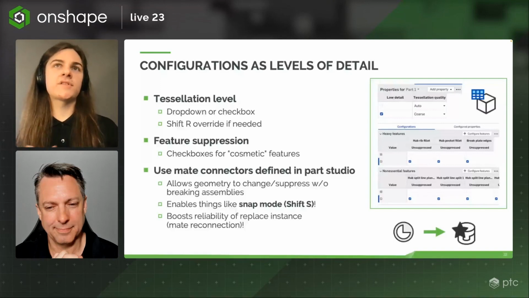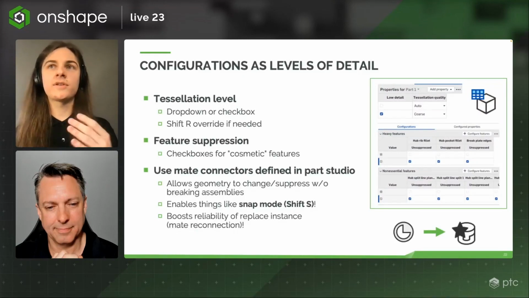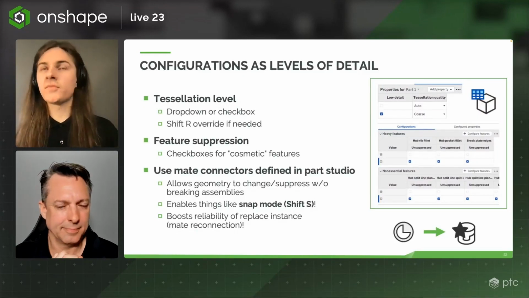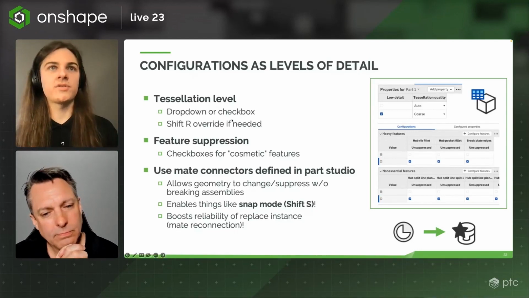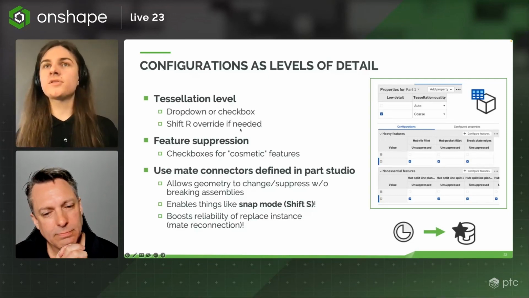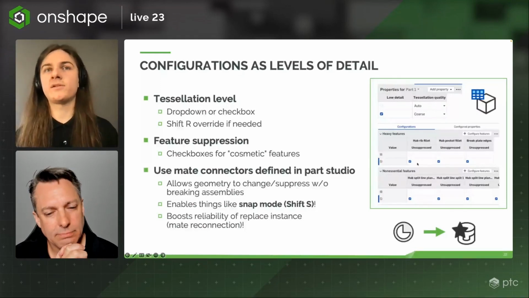Now, you can also use configurations as levels of detail. A lot of CAD systems have something called levels of detail or view representations or something like that, where you can change how much detail you want to include in the model. The great thing in Onshape is that you can do the same thing with configurations. You can configure the tessellation level, so that's how much geometry is rendered on screen, and you can override that with Shift-R to view in high quality mode. You can also suppress features. One thing I often do in heavy Part Studios is I'll have a heavy features suppression checkbox, which will just suppress all of the really big heavy features that we identified from the performance panel.